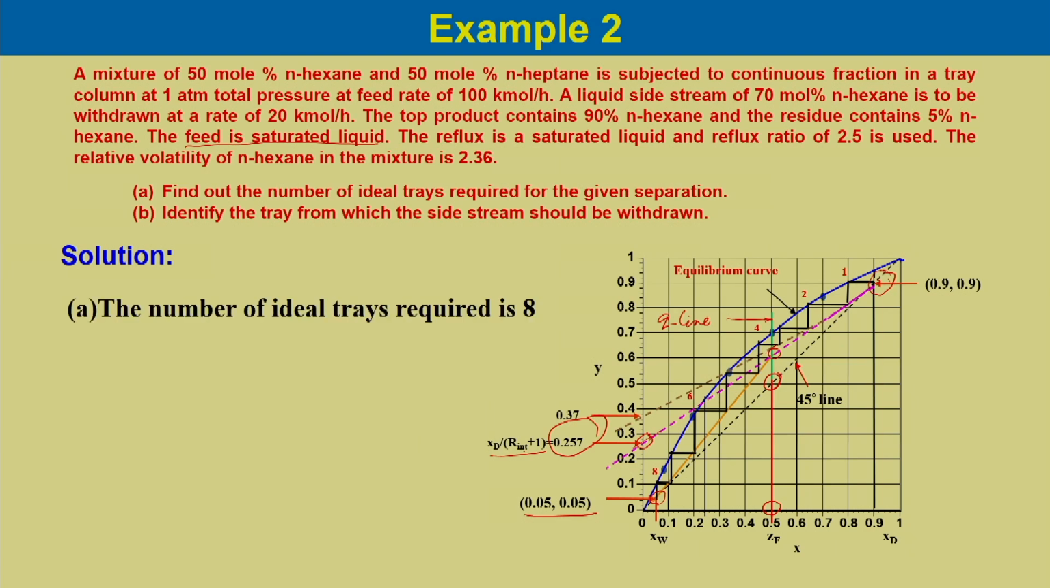So, the number of ideal trays required in this case, if you see here by staircase construction, would be 8 ideal trays. So, this is the location of the fourth tray.